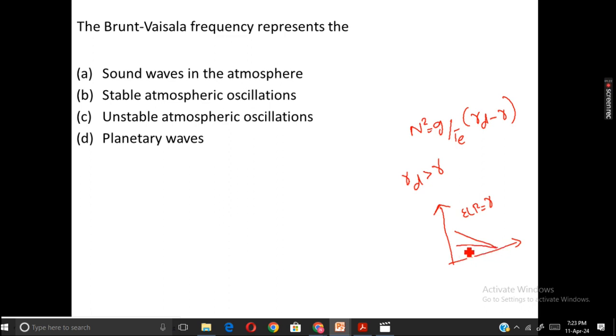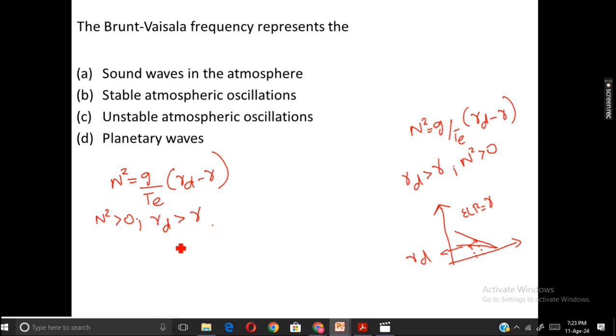So it will be like this. This will be gamma. If we look at some particular height, the parcel is having a lower temperature compared to that of the environment, so it will have a tendency to sink. So gamma d greater than gamma, and N square will be greater than 0, or N square will be positive. N square will be greater than 0 if gamma d is greater than gamma.